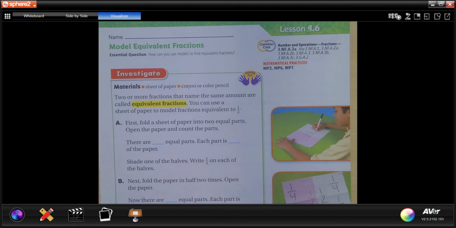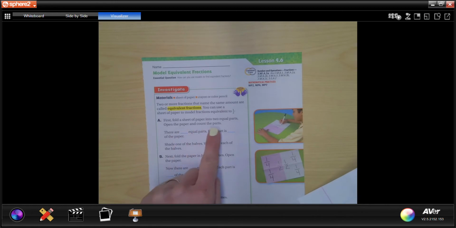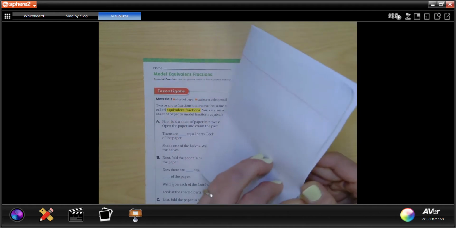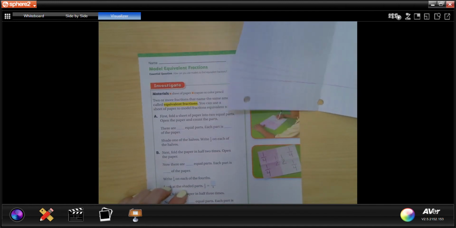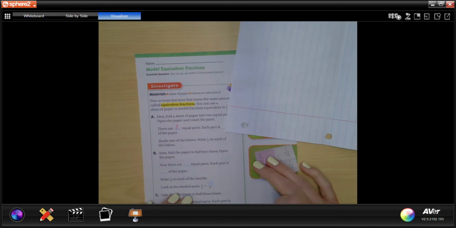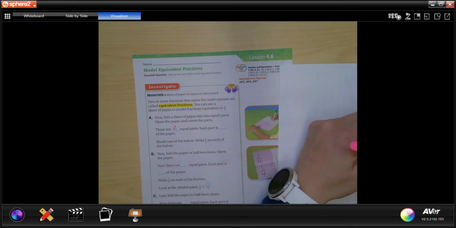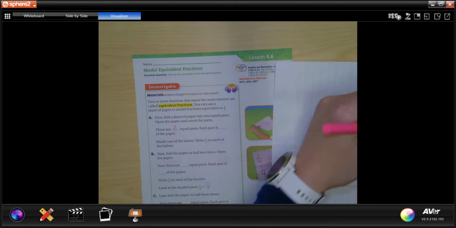First, we are going to fold a sheet of paper into 2 equal parts. Open the paper and count the parts. We're going to fold it in half. We're going to open it. How many equal parts do we have? 1, 2. There are 2 equal parts, which means there are 2 parts to the whole, so our denominator is 2. So each part is half of the paper. This is half, this is half.